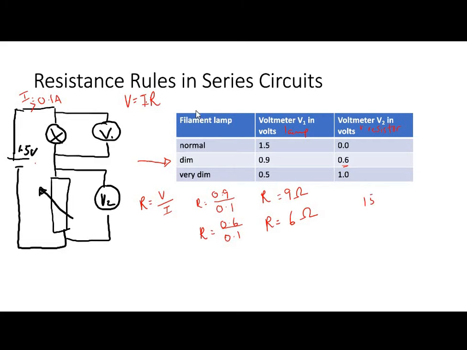So a single resistor would have to have a resistance of 15 ohms for the current to still be 0.1. And we can show that, because if we want to work out current, we can show that our voltage is 1.5, our resistance is 15, and that would give us a current of 0.1.